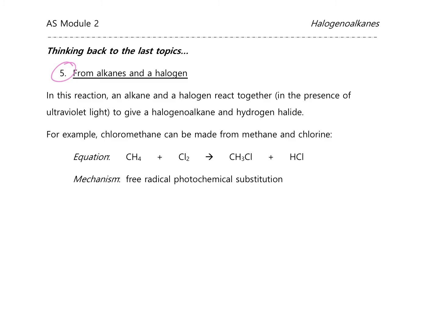In this reaction, an alkane and a halogen react together in the presence of UV light, because remember, alkanes are very unreactive, and so we need UV light to get it started. That gives a halogenoalkane and a hydrogen halide. So we'll look at the example which we looked at back in our alkanes topic of methane reacting with chlorine to produce chloromethane and hydrogen chloride.